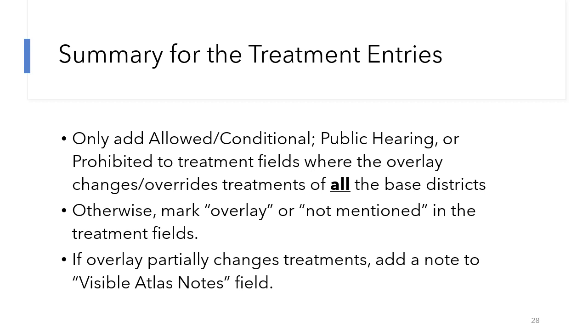In summary, when you're handling the treatment entries for an overlay district, only add allowed, conditional, public hearing, or prohibited where the overlay changes or overrides the treatments of all of the base districts. Otherwise, mark overlay or not mentioned in the treatment fields. If the overlay partially changes treatments, you can mark overlay in the treatment field and add a note to the visible atlas notes field.